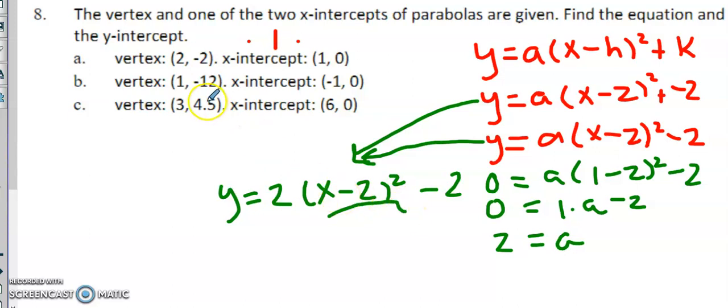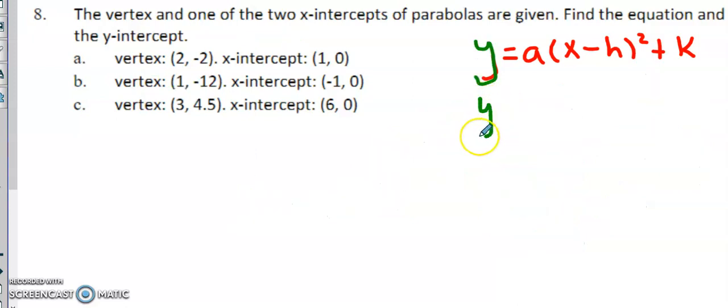Alright. Take a look at problem B and go ahead and complete it, and when you're finished, turn the video back on. Alright, so in problem B, we're going to replace h with 1, and we're going to replace the k with -12.